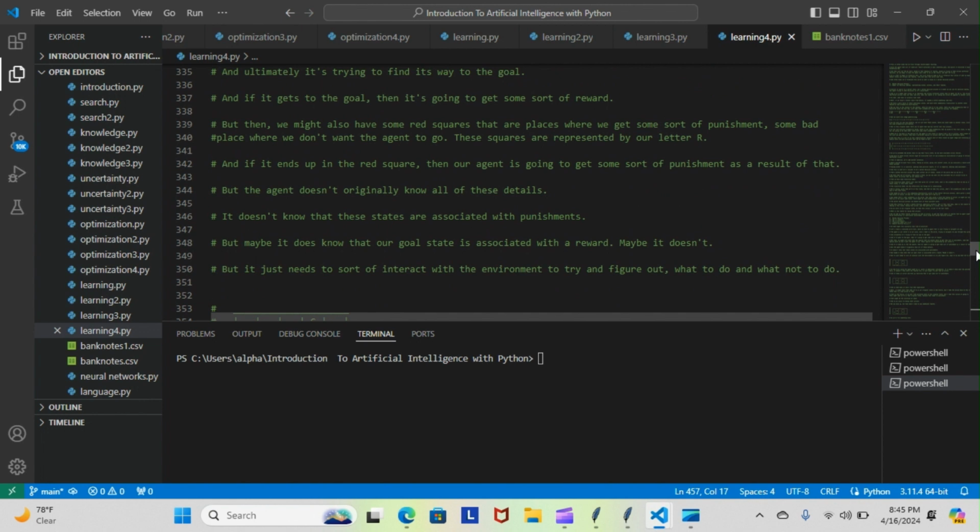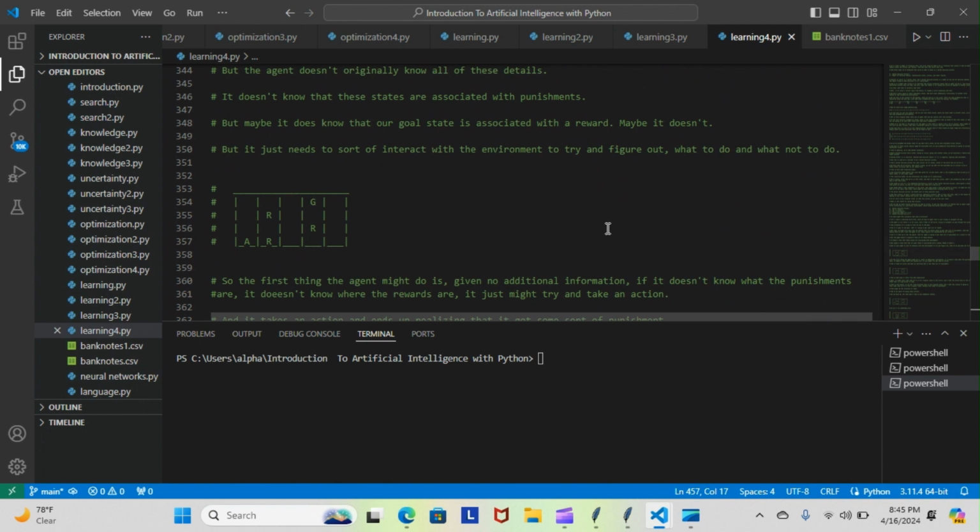But the agent doesn't originally know all of these details. It doesn't know that these states are associated with punishments. But maybe it does know that the goal state is associated with a reward. Maybe it doesn't. But it just needs to interact with the environment to try and figure out what to do and what not to do.